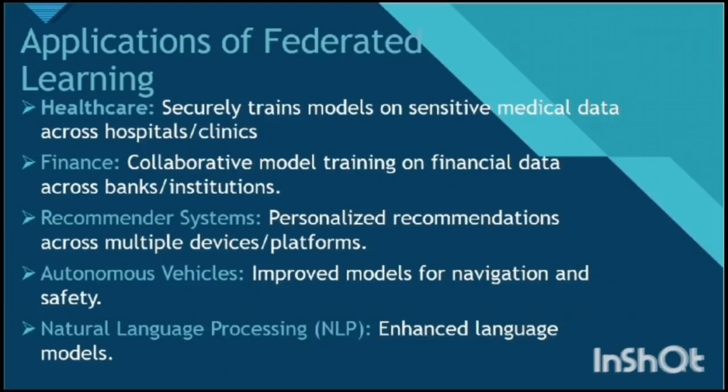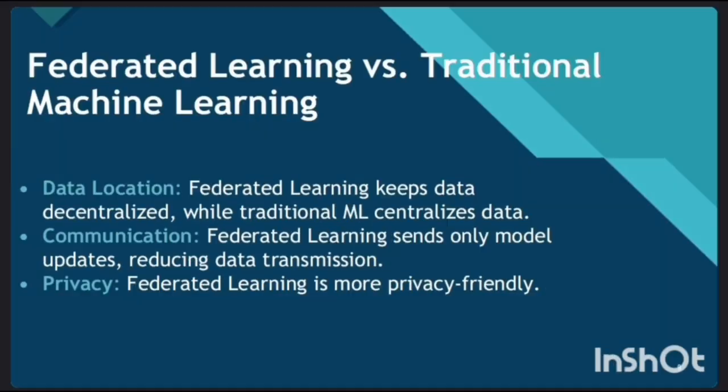And the fourth one is autonomous vehicles. It helps to improve models for navigation and safety. And the last one is natural language processing. It helps to enhance language models.